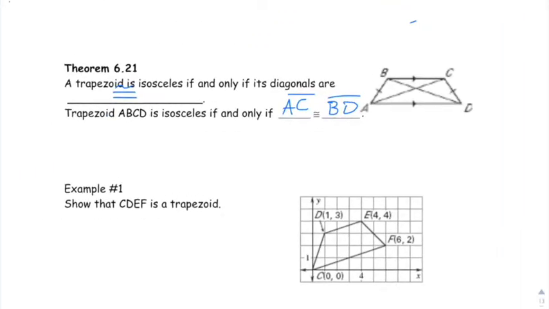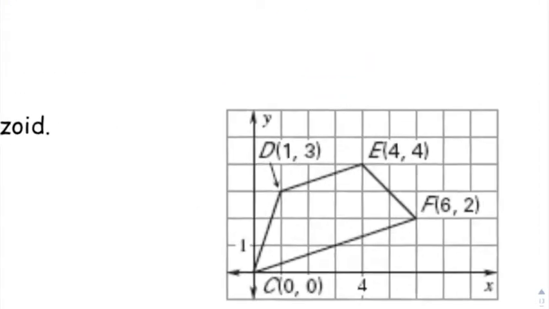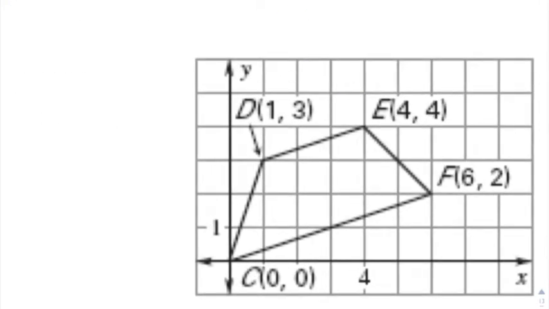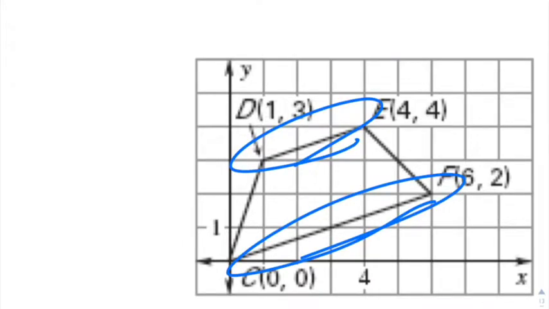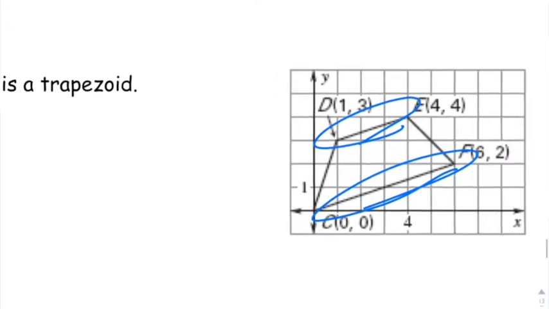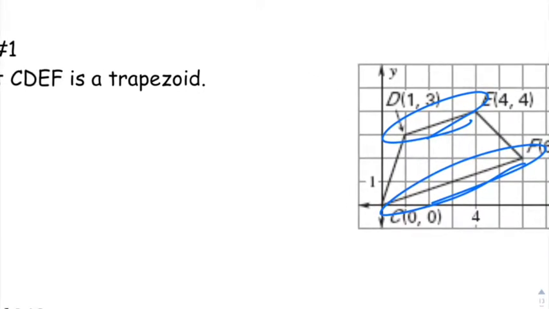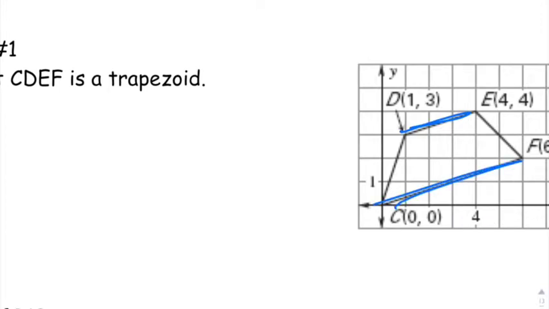Okay, so show that CDEF is a trapezoid. Alright, so they give us a little grid. So not only do we need to show that the sides are parallel, we also need to show that they're not congruent. So it's kind of like a double thing that you need to do here. So first of all, to show sides are parallel, find the slopes.